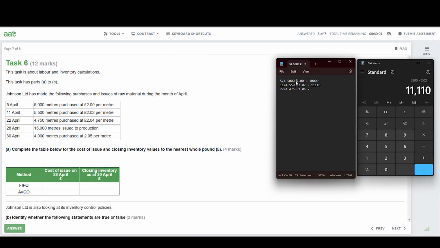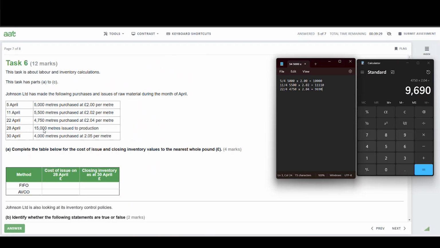Just let me go back in and put the time sign there, just so we can see what the calculations are that we've been doing. Okay, so that is at a cost of 4,750 times £2.04. So 9,690. Okay. At that point, on the 28th of April, 15,000 metres were issued to production.